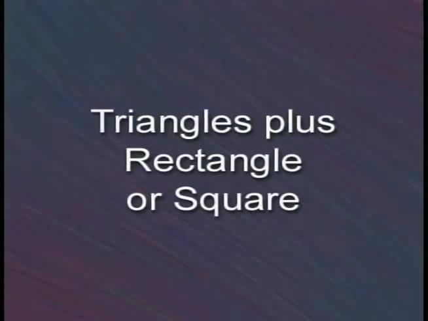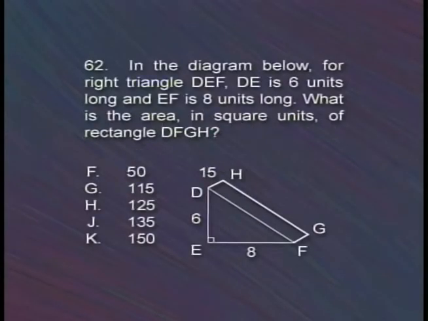Problem 62. In the diagram below, for the right triangle DEF, DE is 6 units long, and EF is 8 units long. What is the area in square units of rectangle DFGH?